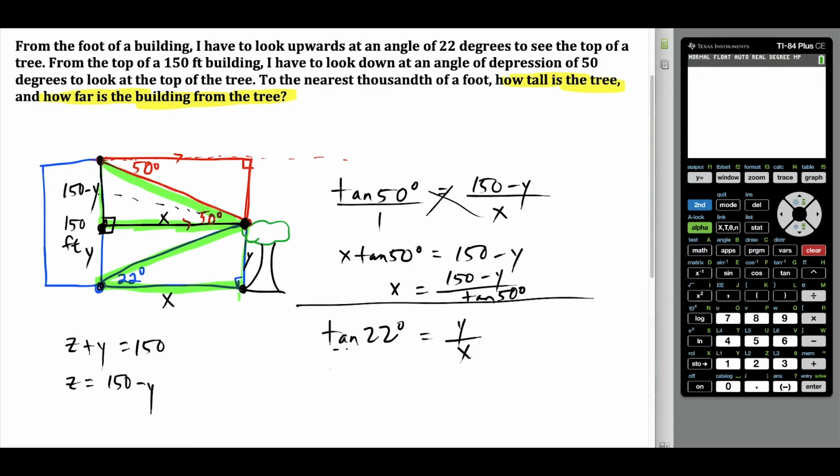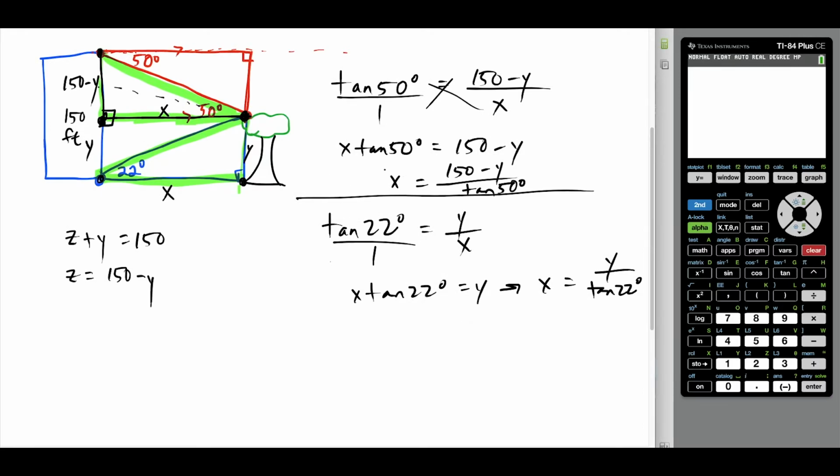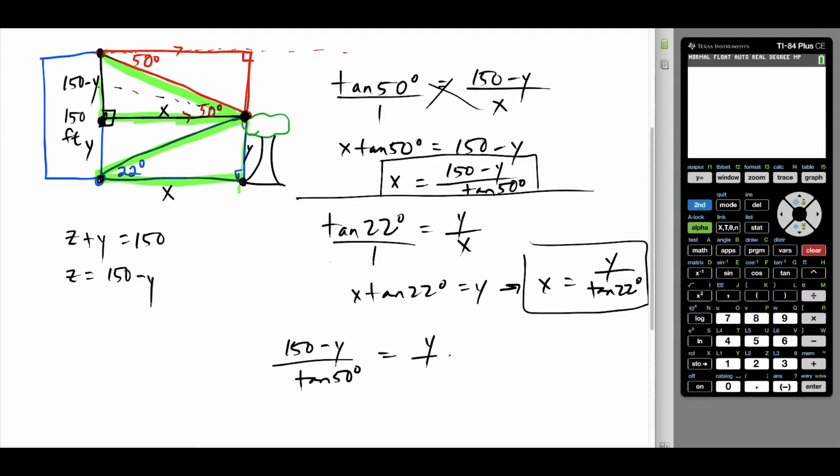And that's one equation we have here for x. Now the other equation I could get by cross multiplying here, and I have x times tangent of 22 degrees equals y. This tells us that x is equal to y divided by tangent of 22 degrees. So now that I have two equations involving x, I'm going to set them equal to each other. So I have 150 minus y over tangent 50 is equal to y over tangent of 22 degrees.